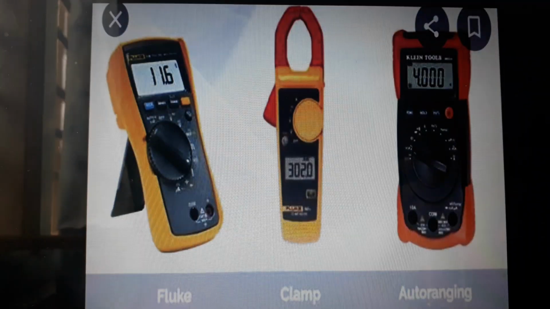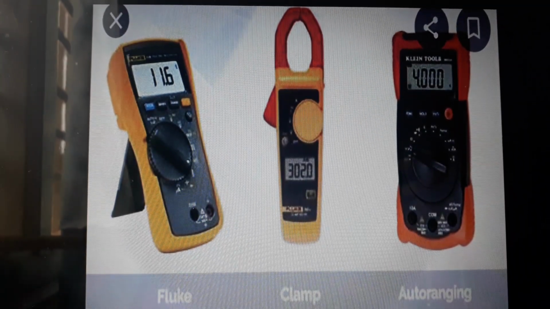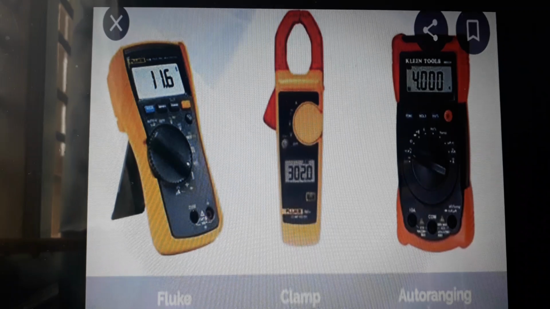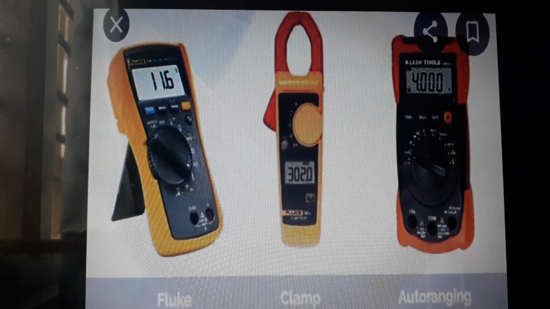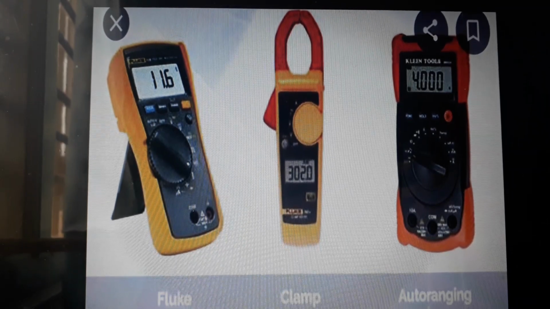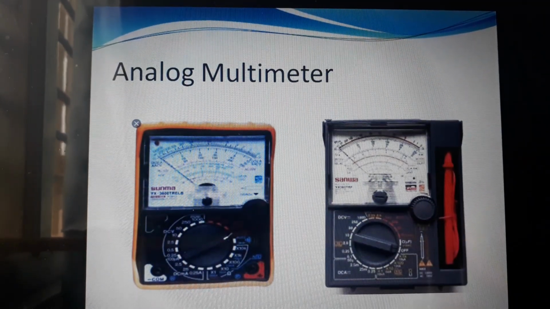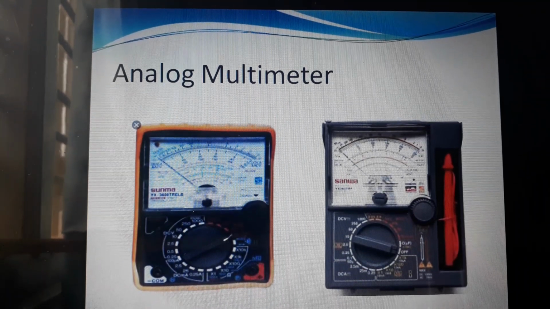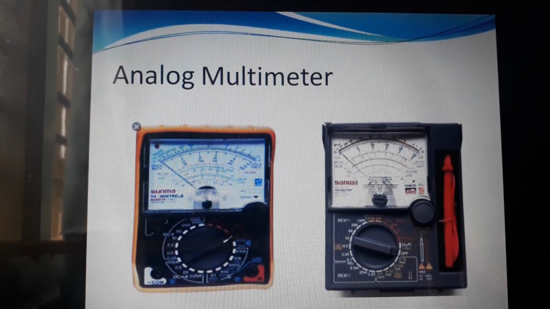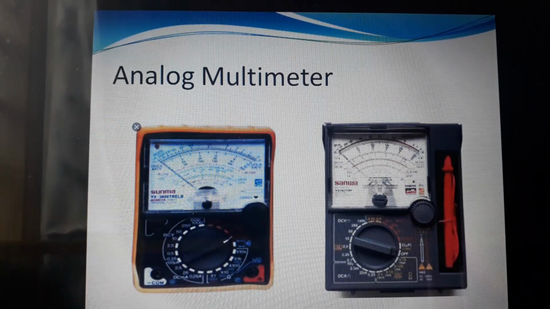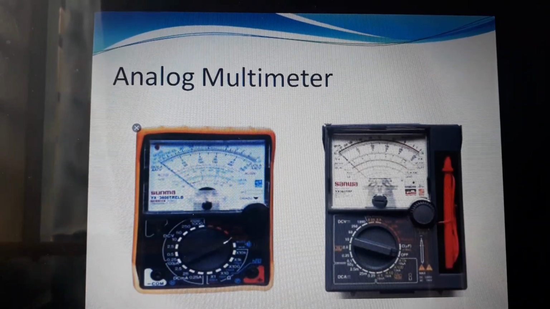Next, in this slide we are seeing the Fluke multimeters, the clamp multimeter, and the auto ranging multimeter, which appear based on the design. They are named clamp and auto ranging. Next is called the analog multimeter. See, the multimeters can also appear in the analog form. This is the figure of how the analog multimeter looks.